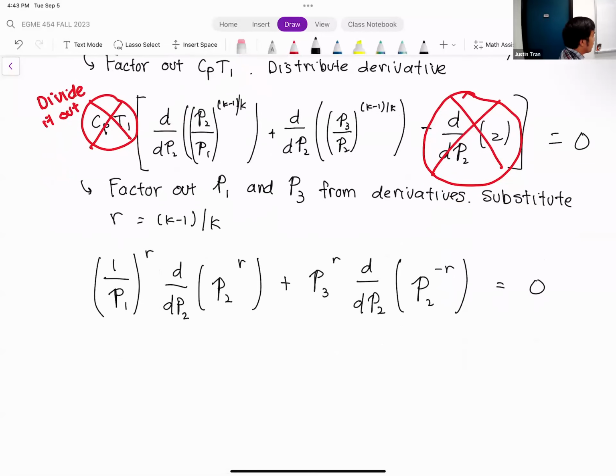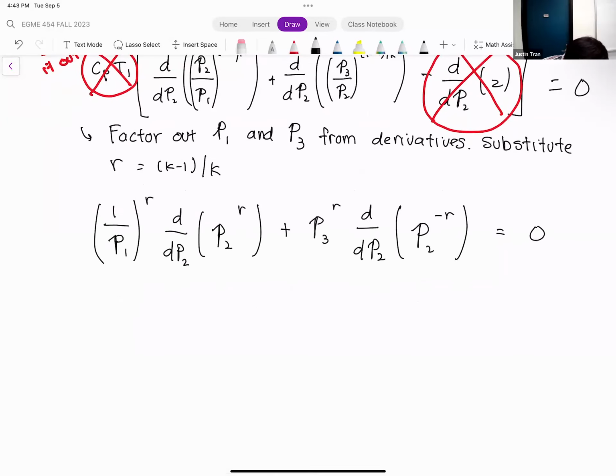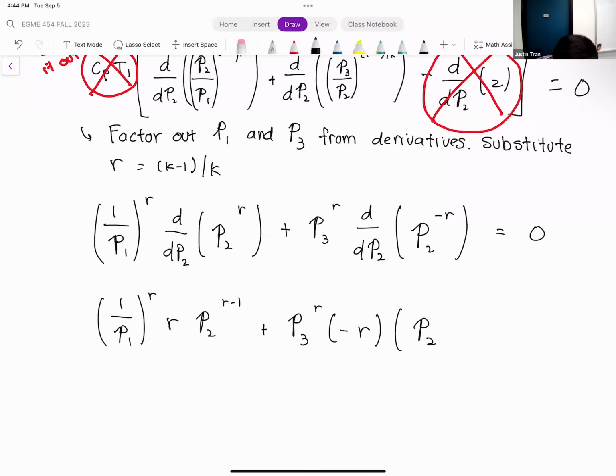Okay. So in this form, hopefully it's a little bit clear to see. We don't have integer exponents here, but we do have a constant, and so we can apply our normal power rule. And so we have 1 over P1 raised to the R power. The derivative of P2 raised to the R power is going to be R times P2 raised to R minus 1, plus P3 raised to the R power multiplied by minus R, and this is going to be P2 raised to the minus R minus 1. Okay. And all this is equal to 0.